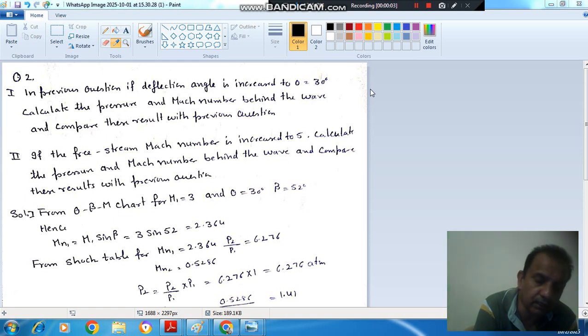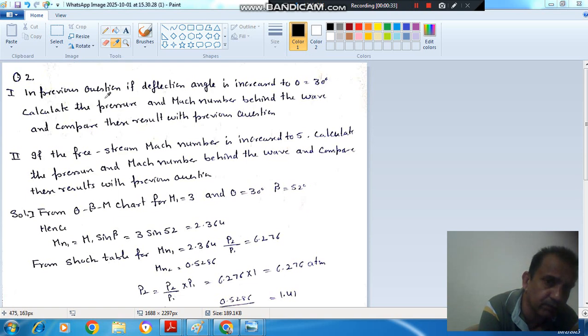Hello, welcome again. We are covering the subject compressible fluid flow for civil services means IFS and GATE aerospace exam. We are covering the topic oblique shock and solving some numericals on that topic. We have solved one question, and now the second question, which is also part of the first question, consists of two parts.